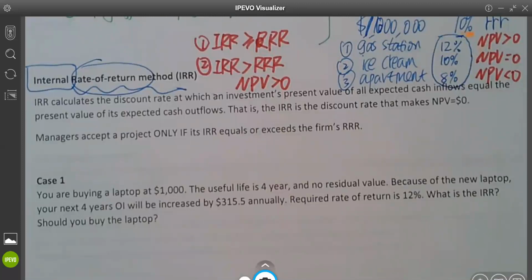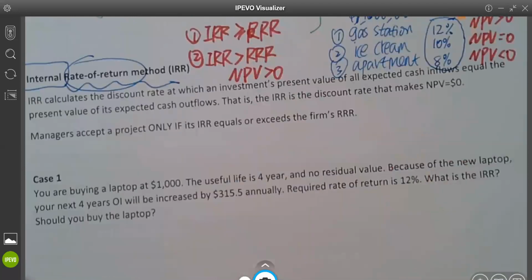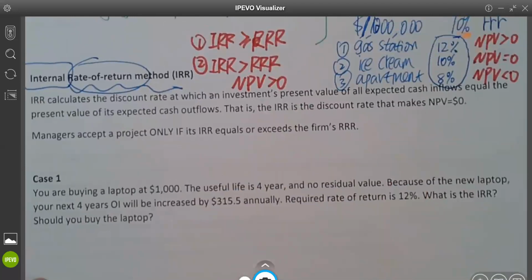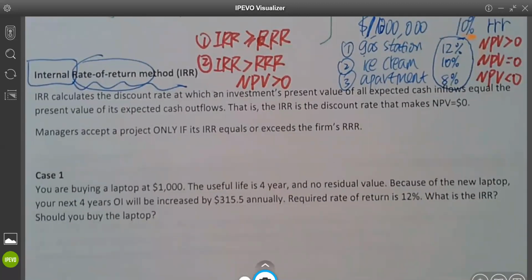I stop here. Actually, I know it's a short video. I stop here because I really want you to stop, watch this video, read your textbook, get the feeling, get the understanding of this IRR thing. How do we compare IRR with RRR? And then given this relationship, what will it imply for our NPV?